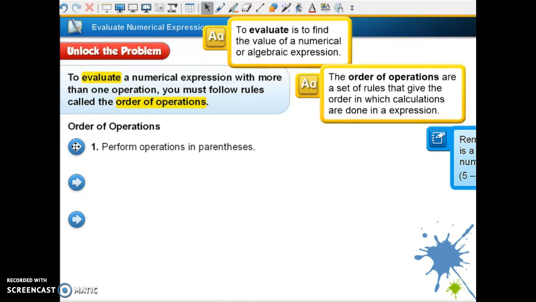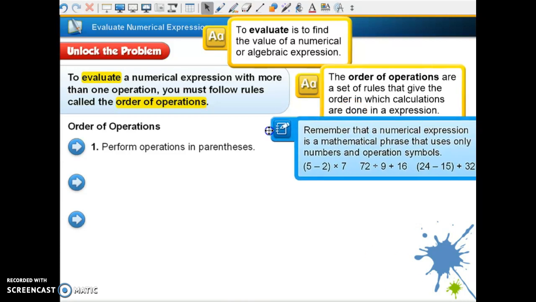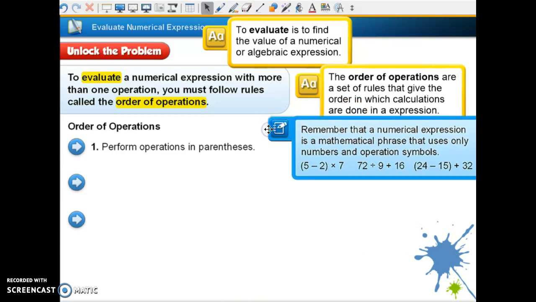The first thing you do is perform the operations that are in parentheses. So if we were looking at this expression, we would solve this 5 minus 2 first. In this expression, we would solve 24 minus 15. Number 2, multiply and divide. So once we had solved this, 5 minus 2, we would have 3 times 7. So we would multiply 3 times 7.